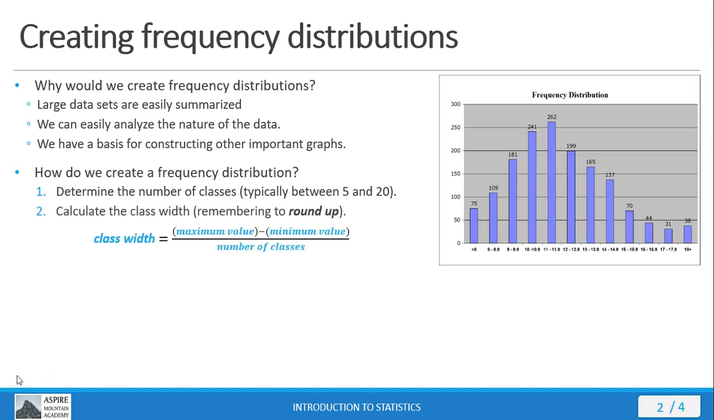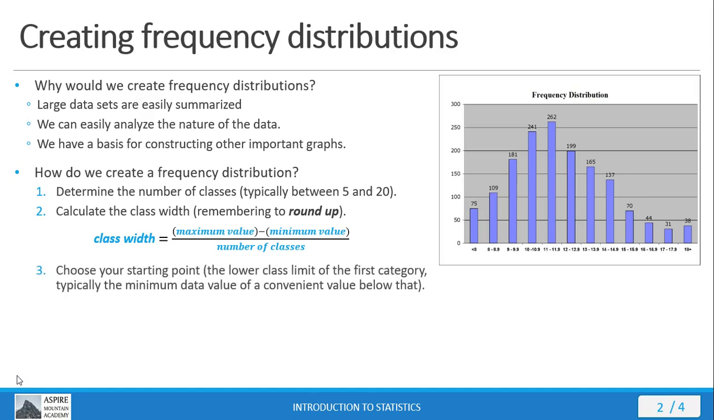Next, you want to calculate your class width. You can use the formula that you see here on your screen to calculate your class width. Just take the difference between the maximum value and the minimum value in your data set, and then divide by the number of classes you decided on in the previous step. The convention is to use whole numbers for your width, but you don't have to do that if something else will show your data better. Remember to round up if rounding is necessary.